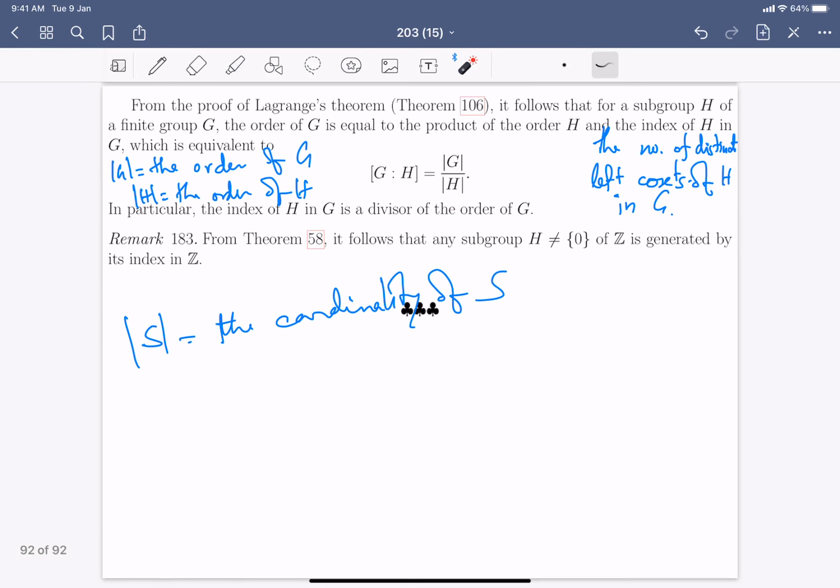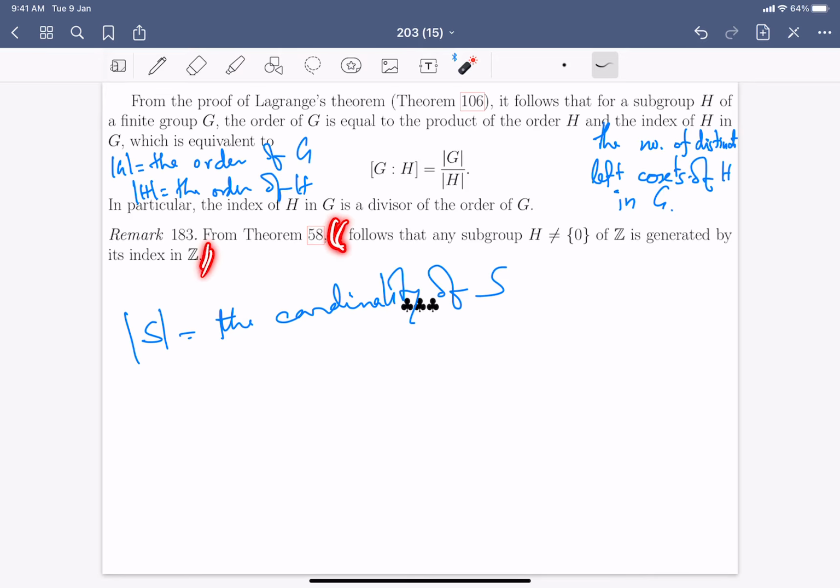Great. And you have a remark, you can try to show this: that any non-zero subgroup of Z is generated by its index in Z. Just read this statement at least a few times, with some care. You first need to see the content of this statement, and then you can try to prove it. Once you understand the statement, the proof will follow immediately. So let me conclude it here.